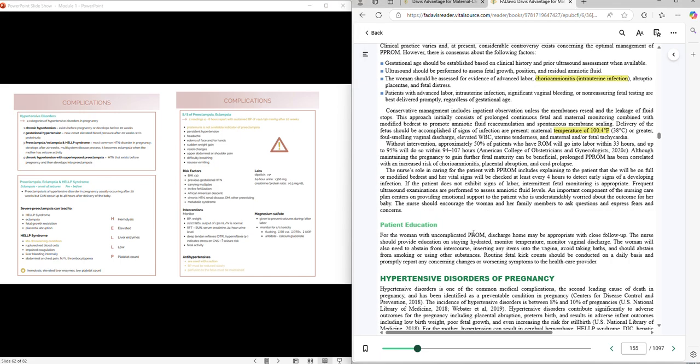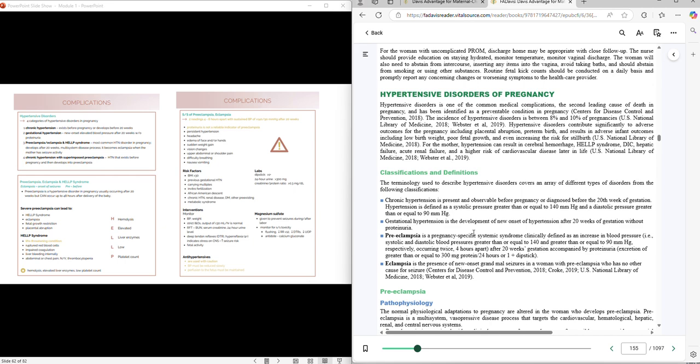All right, so let's go to page 156. Hypertensive disorders during pregnancy. So we have chronic hypertension. We know this is what? You were diagnosed before you got pregnant or before 20 weeks. Just regular, good old-fashioned hypertension. You've got a systolic over 140 and a diastolic over 90.